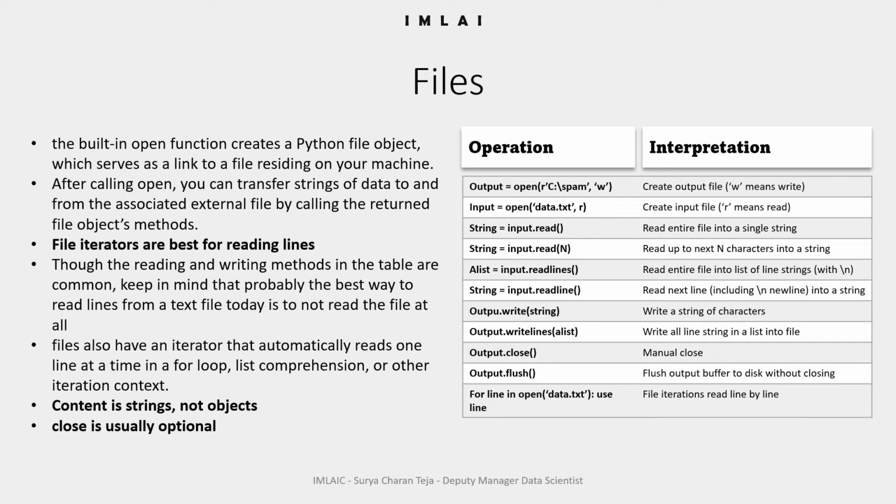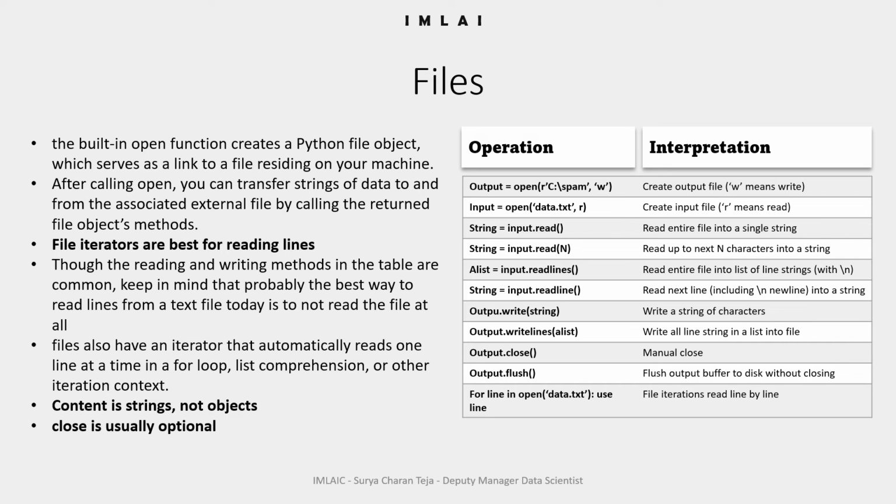Then another file we have is input, again open is a built-in function. Here data.txt is the file name, and r means the processing mode is read. So basically now we are opening the file in reading mode. Now we have our file handles, input and output. By using these file handles, we can do some operations.